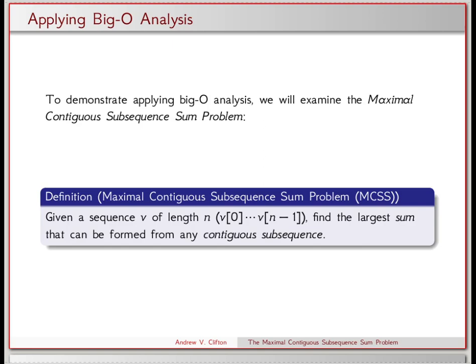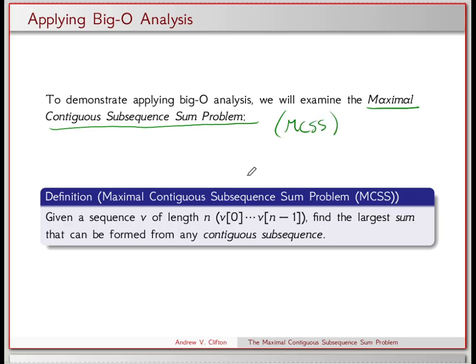Alright, hello again everybody. So in this video we're going to apply our big O analysis tools to a classic computer science problem, which is called the maximal contiguous subsequence sum problem, which is usually abbreviated as MCSS because, ain't nobody got time to say that over and over.